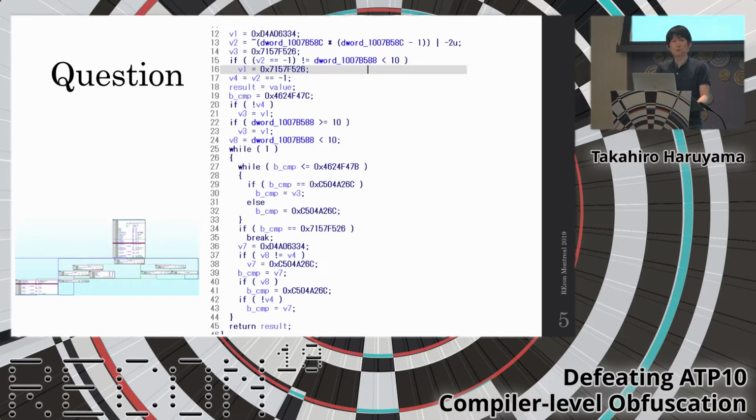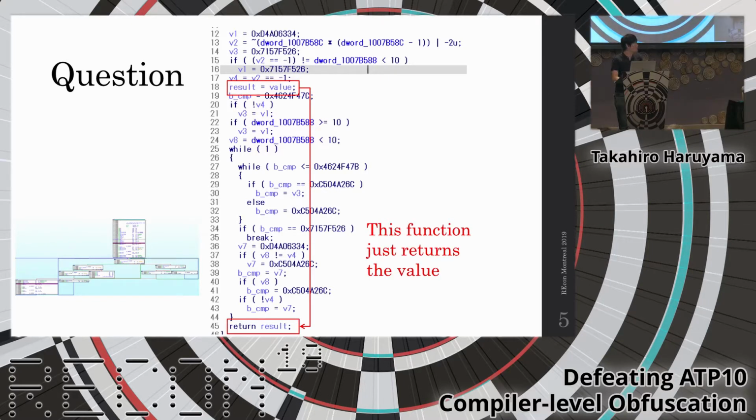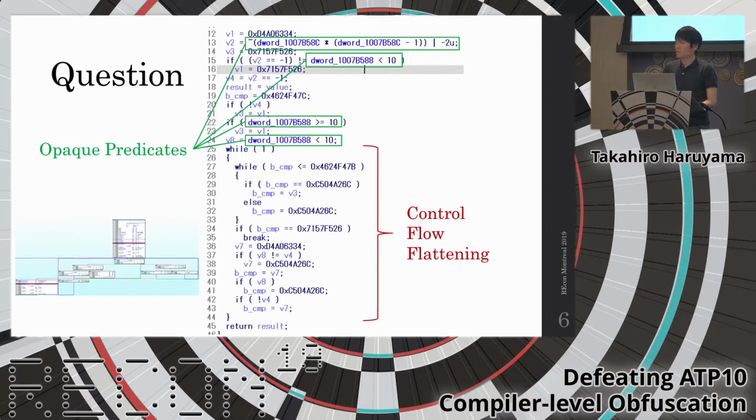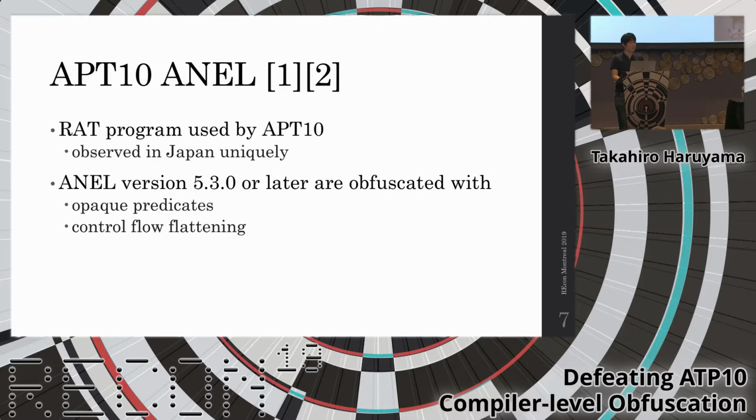One question: what's the purpose of this function? This function just returns the argument value. So what are the other statements for? There are obfuscations used to make reverse engineering harder by changing the code flow so that it is not linear. The code was seen in APT10 ANEL samples. That is a RAT program observed uniquely in Japan. According to SecureWorks, recent ANEL samples are obfuscated with those obfuscations.